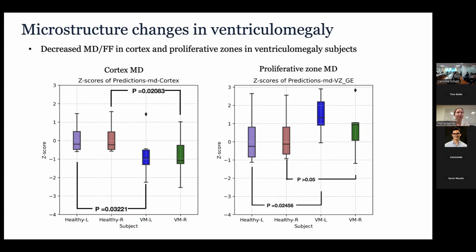We see decreased MD. And for proliferative zones, it was again only the left side, not the right side, that became significant. In cortex, it was both sides. So it's too small to be sure, but it does look like something is happening in ventriculomegaly, not only with volumes, but also with the microstructure. Something is different.